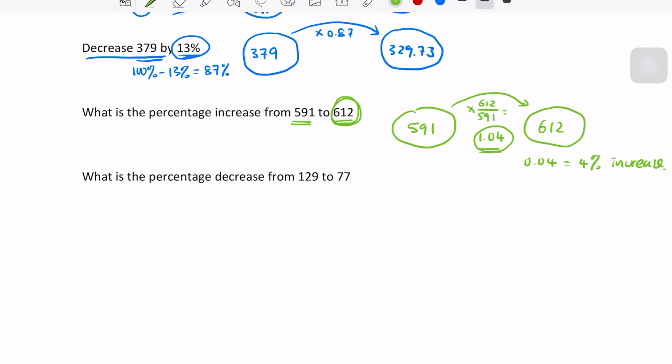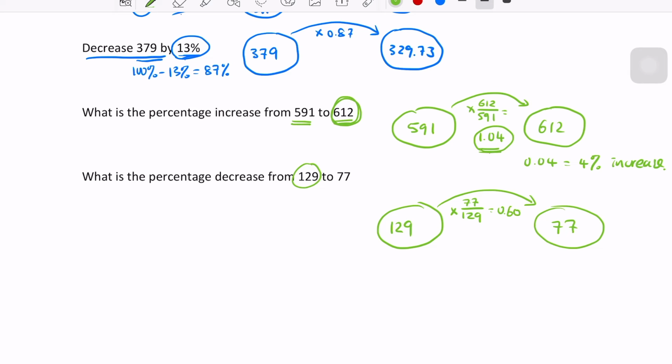If we look at this question, again, we will need to draw our bubble diagram. So the starting point is 129 and then your end point is 77. Now exactly the same thing. I have to multiply by 77 over 129. Put that in your calculator. It tells you that it is 0.60 to 2 decimal places. Now compare this with 1. 0.60 is 0.40 less than 1. Therefore, that means it's a 40% decrease.